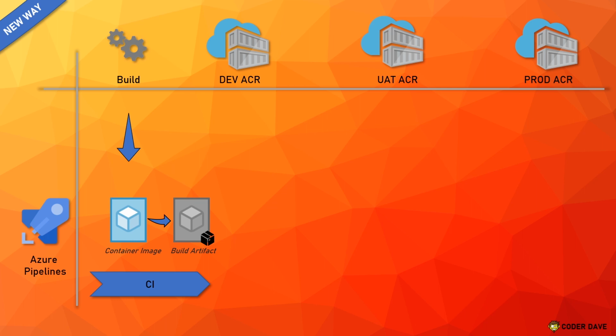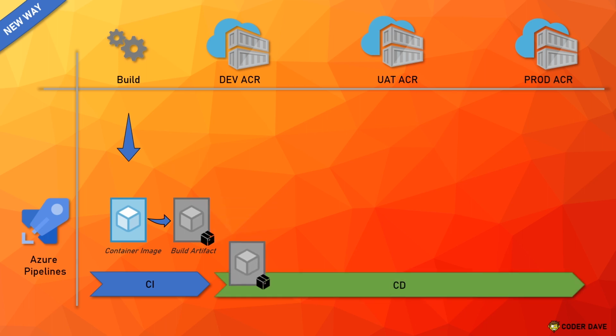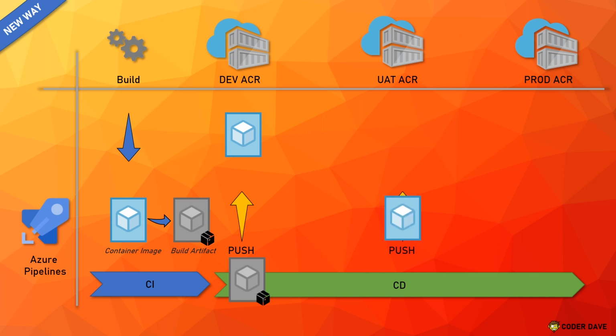For example, in Azure DevOps, artifacts are very easily shared with CD. In fact, the CD process will be able to consume the artifact directly with no configuration required. Once I have my build artifact, my CD process will take care of it, taking the artifact and pushing it to the development ACR. When I'm ready to go to UAT, the same artifact will be pushed to the UAT registry. And once again, it will be pushed to production.